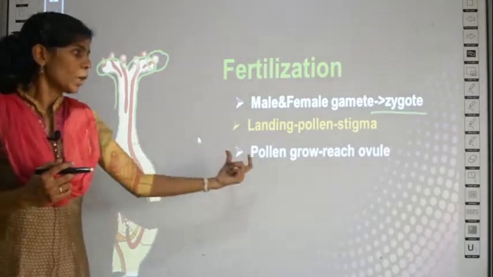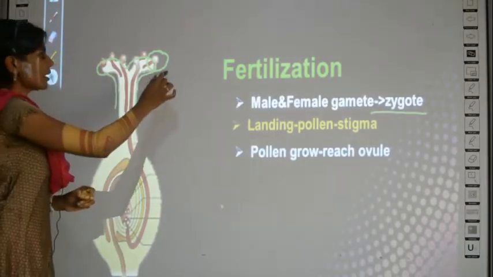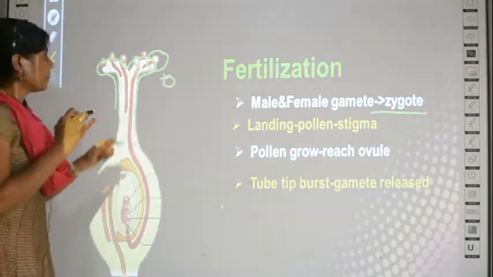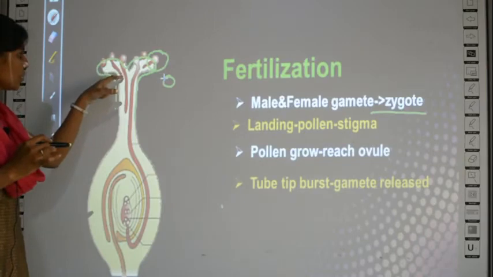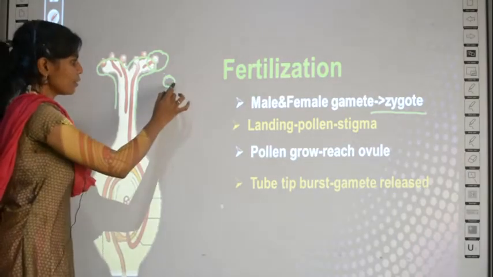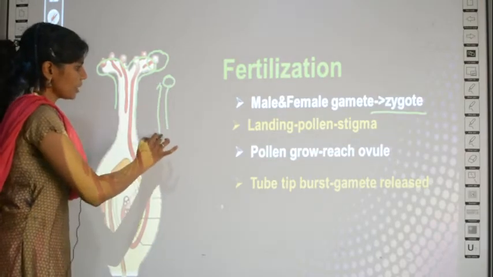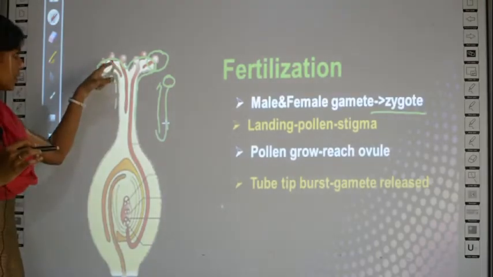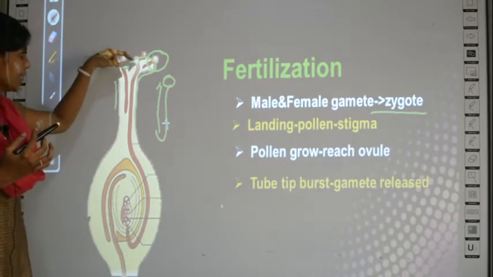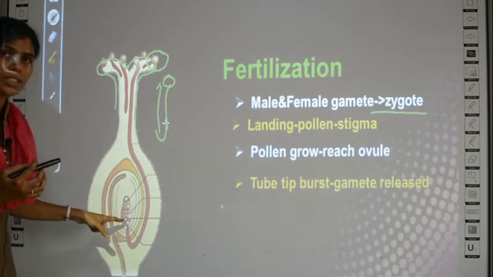Next, the pollen grows and reaches the ovule. See, the pollen grains are round in nature, like a ball. But see here, can you see some growth? A tube-like structure will grow from the pollen grain. It will grow like this. Can you see here? So, it has grown now. How long will it grow? It will grow down below until it reaches the ovule.